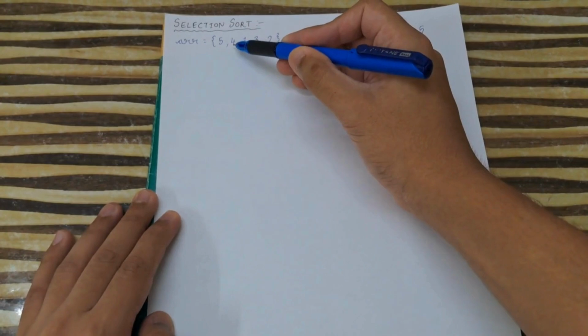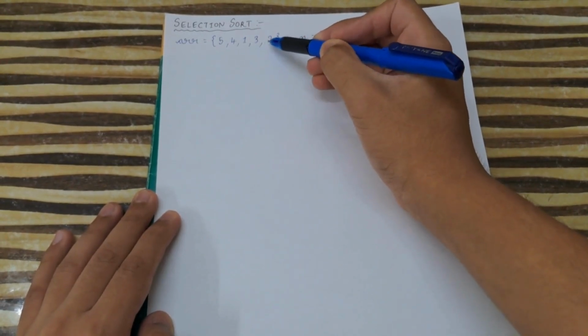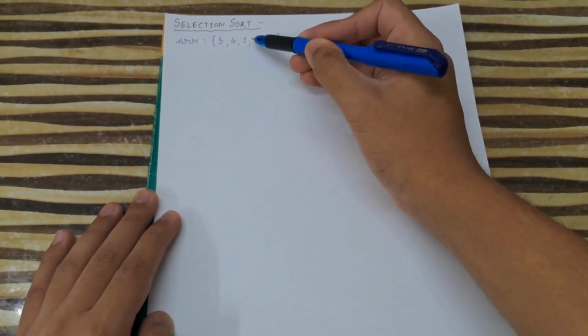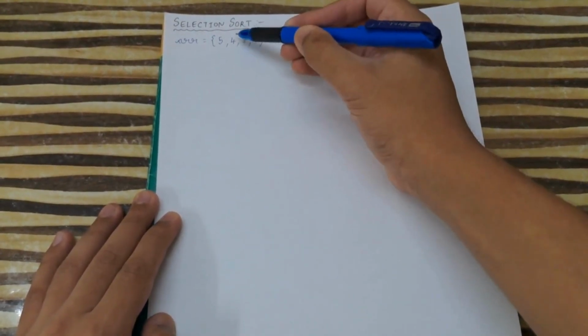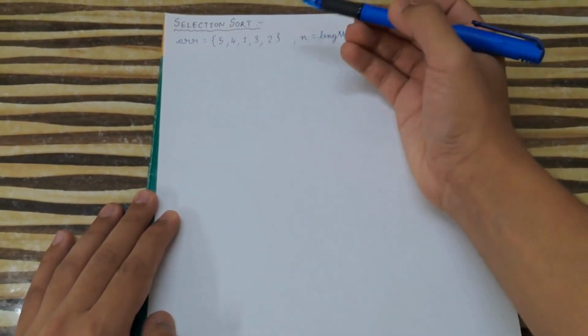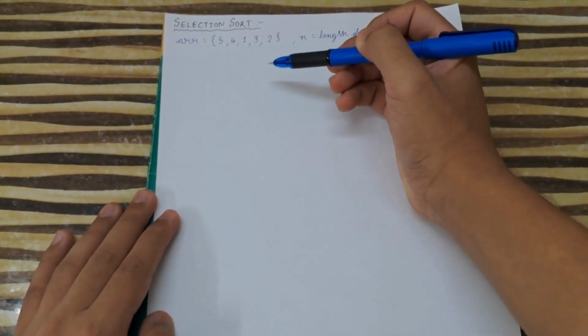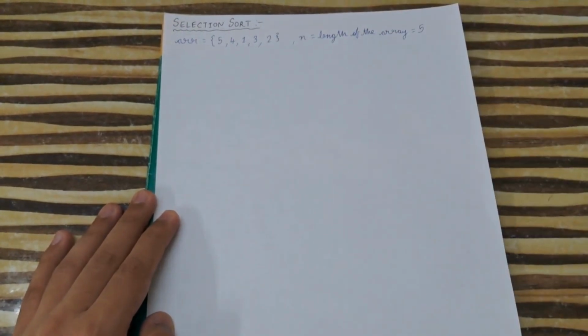Then it will scan the rest of the remaining array: 4, 5, 3, 2 now. So 2 is the minimum, so it will swap with 4. So 1 and 2 are now in their correct positions as we are sorting in ascending order. Similarly, it can be done with other elements.